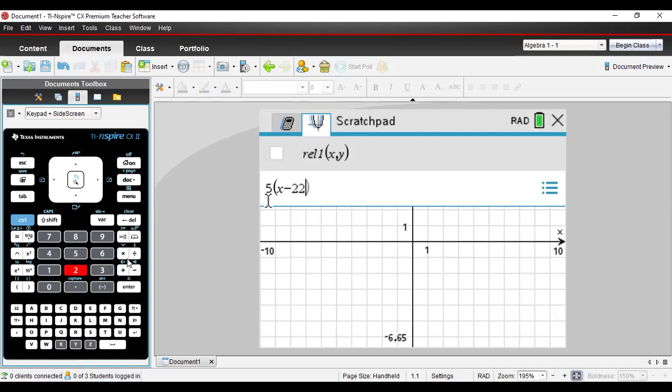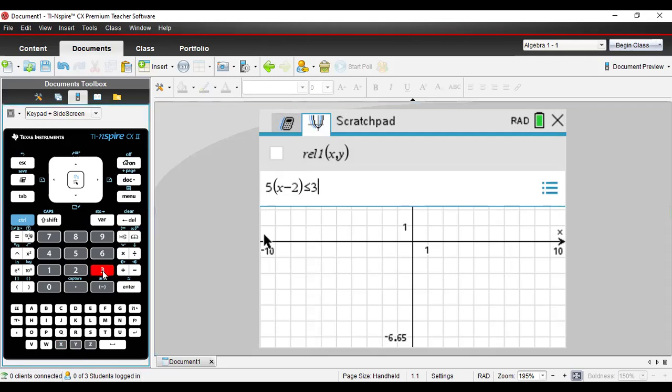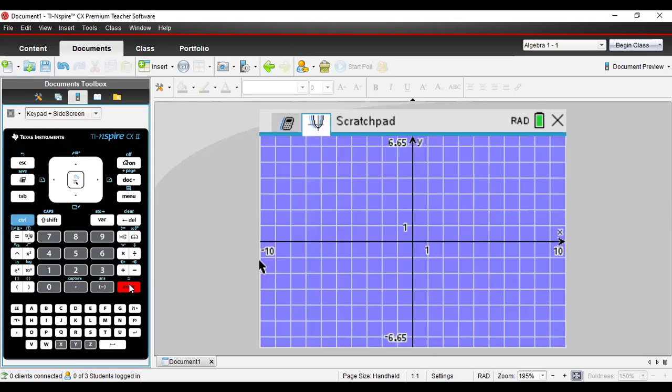Close the parentheses. And then I'm going to use the inequality. It's less than or equal to, so I'm going to go here. Control equal gives me the inequalities. And then I'm going to do 3x plus 20. All right, so here is the inequality. Now all I'm going to do is press enter.